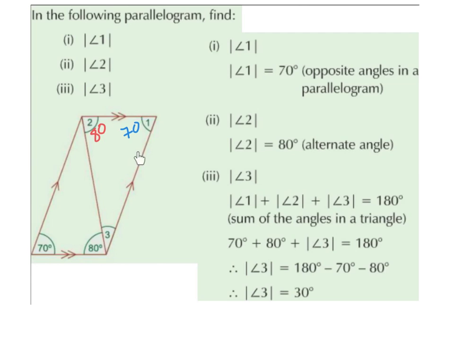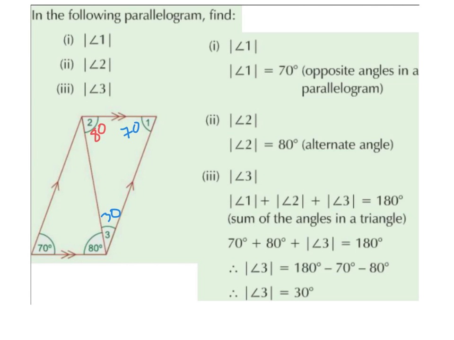Well, we can see that angle 3 and 70 and 80 all form a triangle, and the angles in a triangle add up to 180 degrees. So angle 1 plus angle 2 plus angle 3 will equal 180 degrees, because the sum of the angles in a triangle equal 180 degrees. So 70 degrees plus 80 degrees plus angle 3 will equal 180 degrees. So angle 3 will be 180 degrees minus 70 minus 80. So 180 minus 70 minus 80 leaves us with 30 degrees. So angle 3 is going to be 30 degrees.